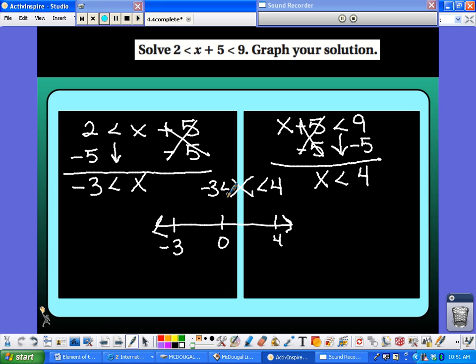This inequality sign does not have the line underneath, so it's not equal. So we're going to put open circles on both of those. X has to be less than 4, so we draw it this way. And here, x has to be greater than negative 3. So they will connect in the middle. Okay? Let's go to our next one.